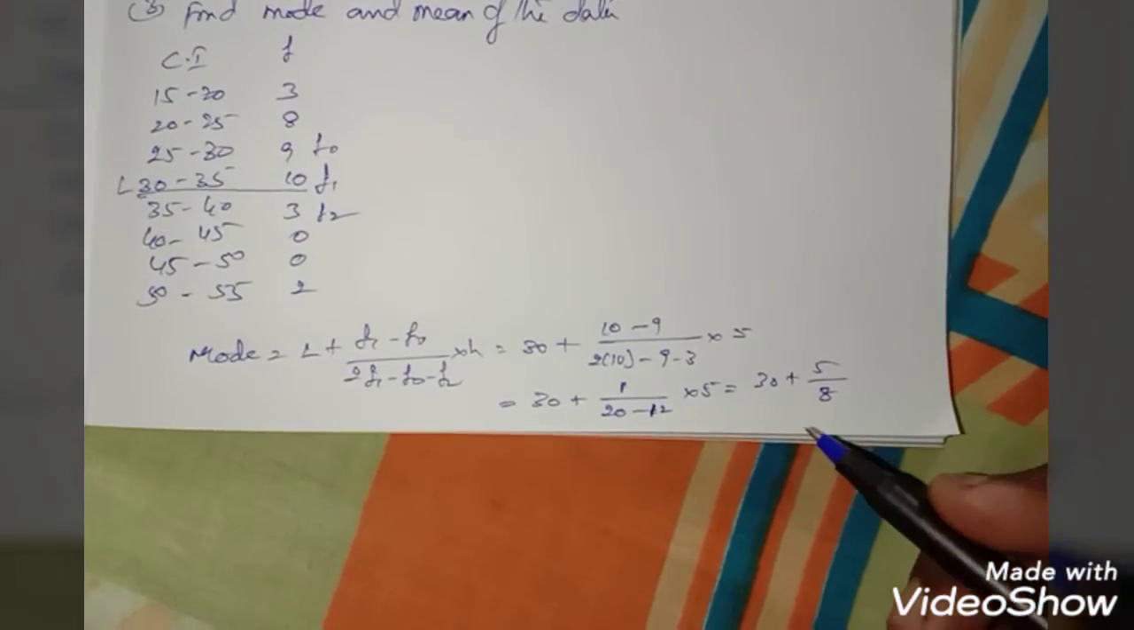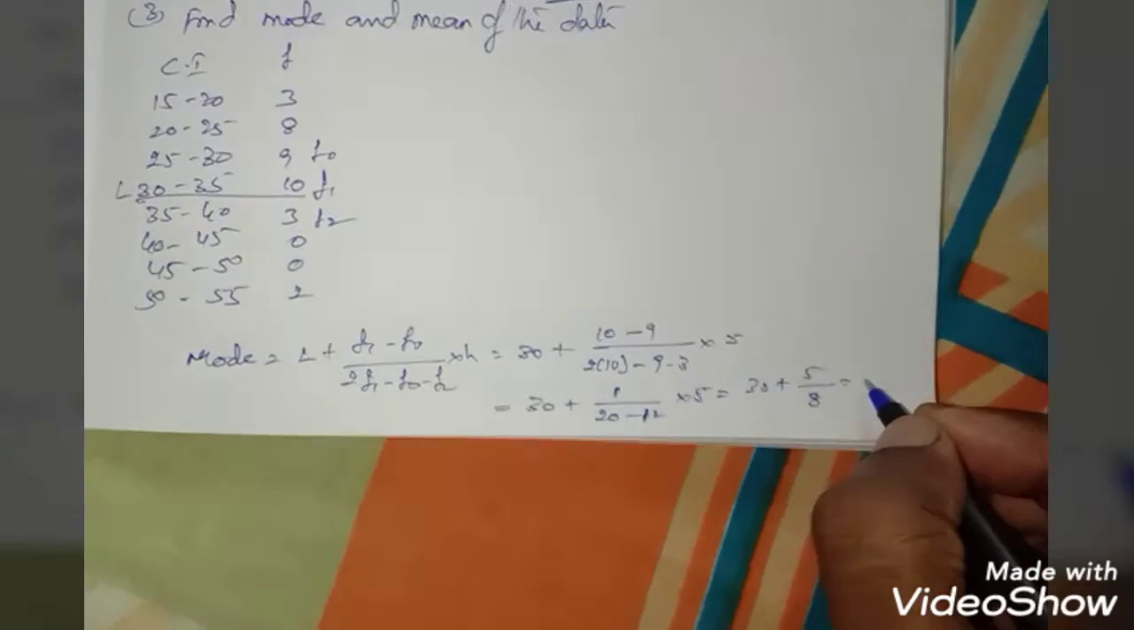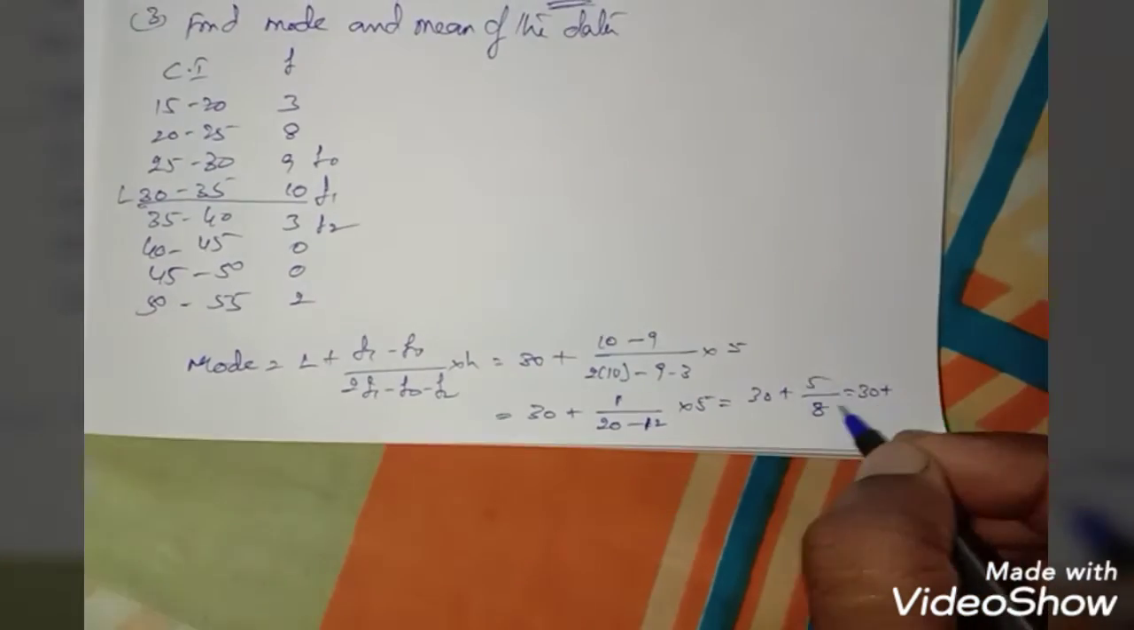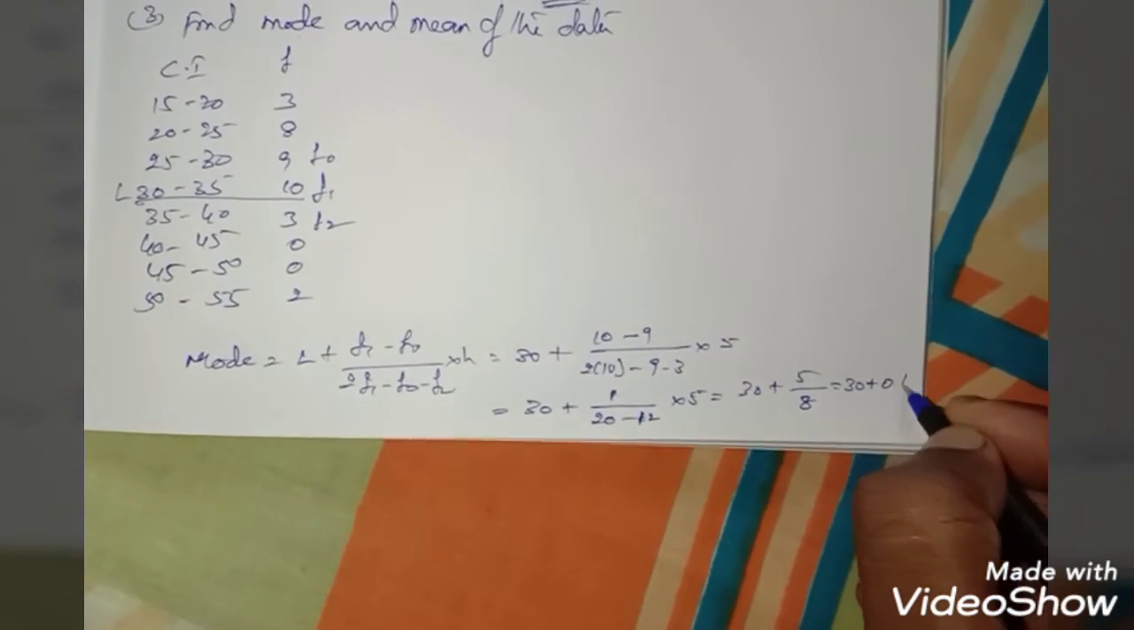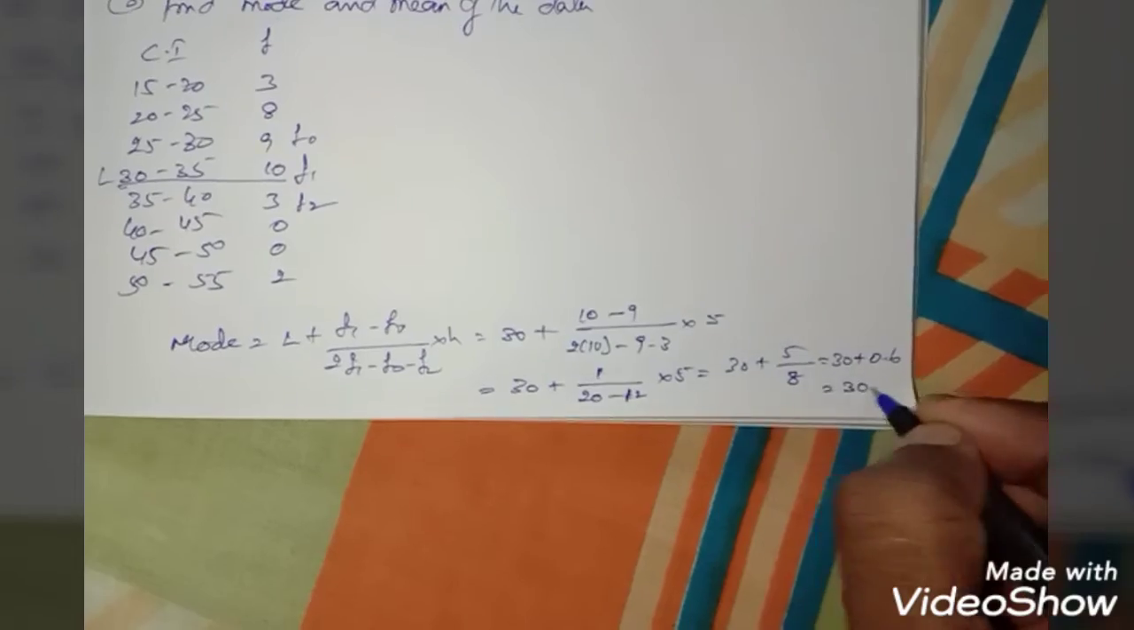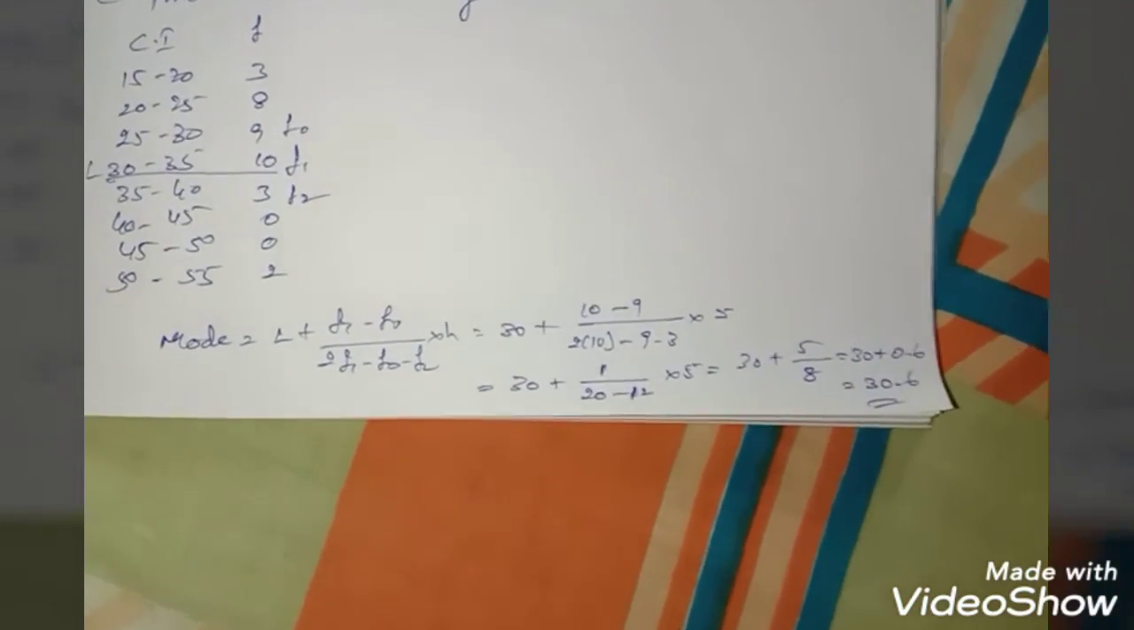Now divide this value. If I divide this with 8, you will get 30 plus approximately 0.6. So your answer is 30.6. Like this you are finding your mode. Next you have to find the value of mean.